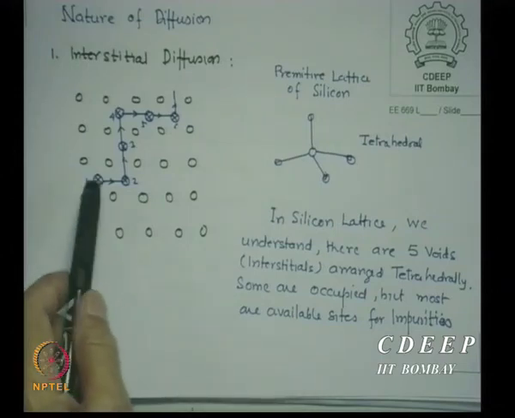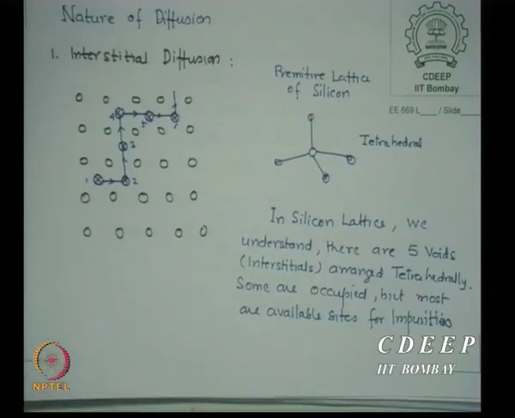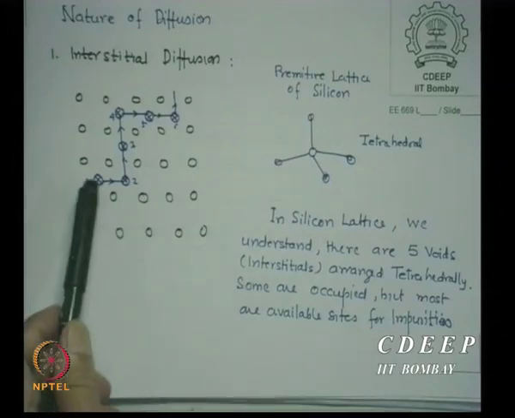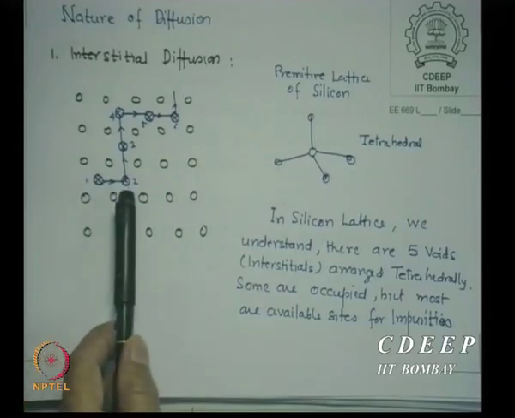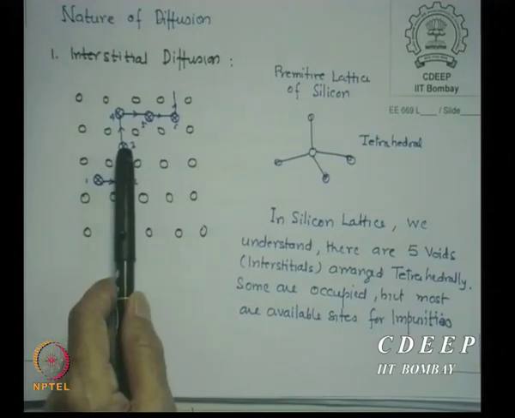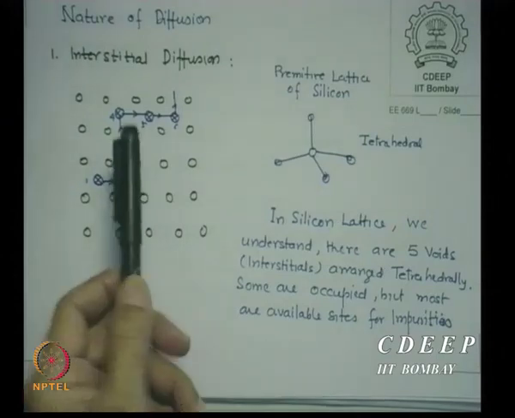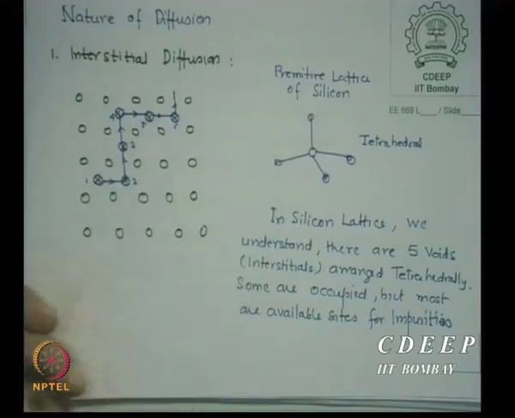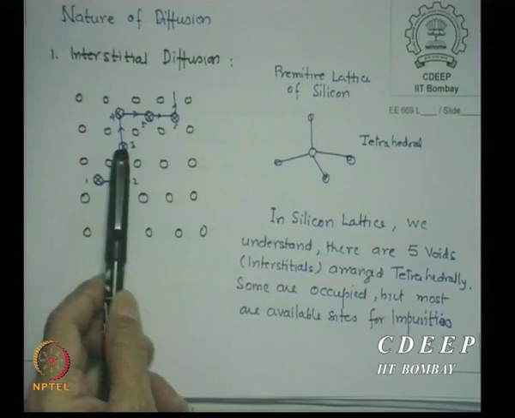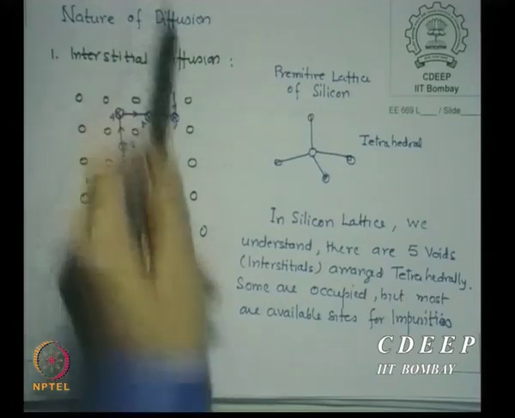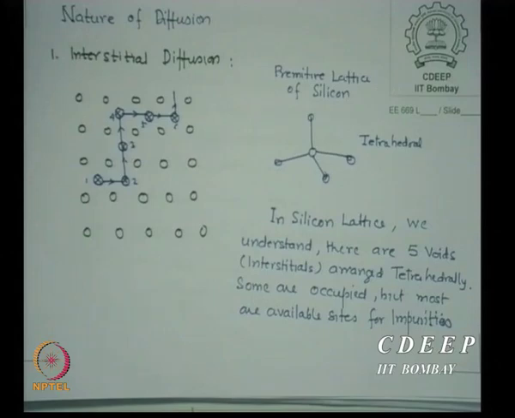Let us say an impurity sits at position 1. It can hop to 2, another interstitial site, and it can hop to 3, another interstitial. Of course, this is random; this only shows one method, one place, but there can be any random placements. 3 can go to 4, 5, 6 and maybe further ahead. So this is called interstitial diffusion. Impurities hop from one void to the other.